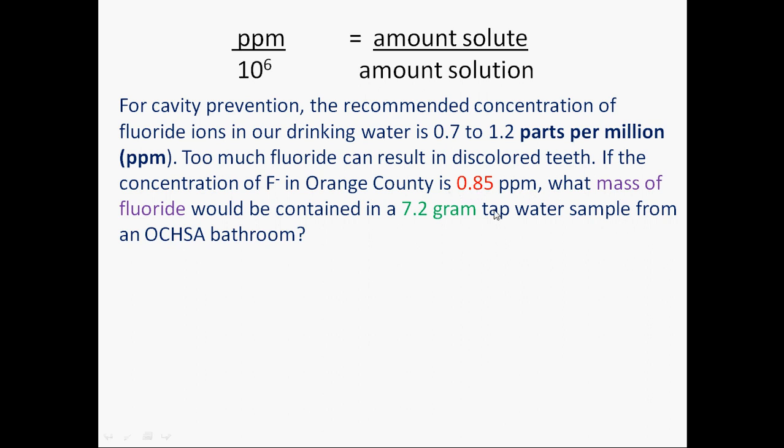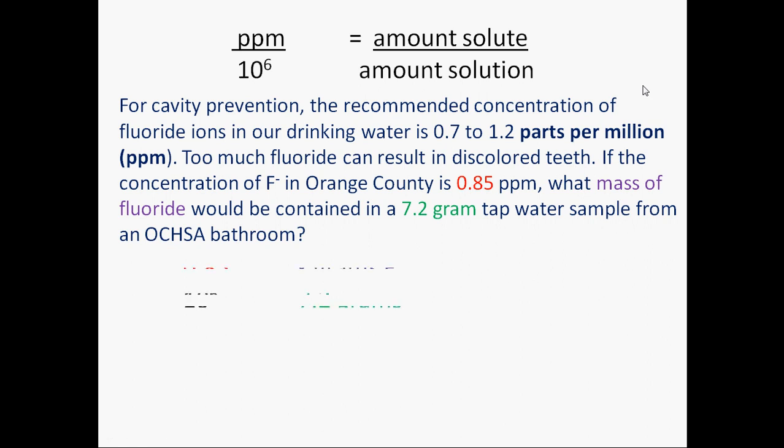Okay. We pull a 7.2 gram sample of tap water. We want to figure out the mass of fluoride. So in other words, I know my parts per million. I know that I've got 7.2 grams of solution. I'm trying to find the amount of solute, the amount of fluoride in that solution.